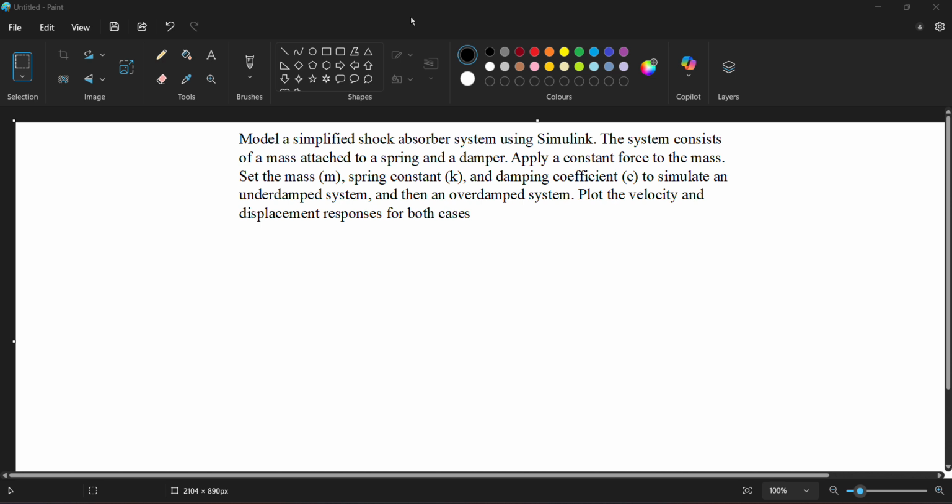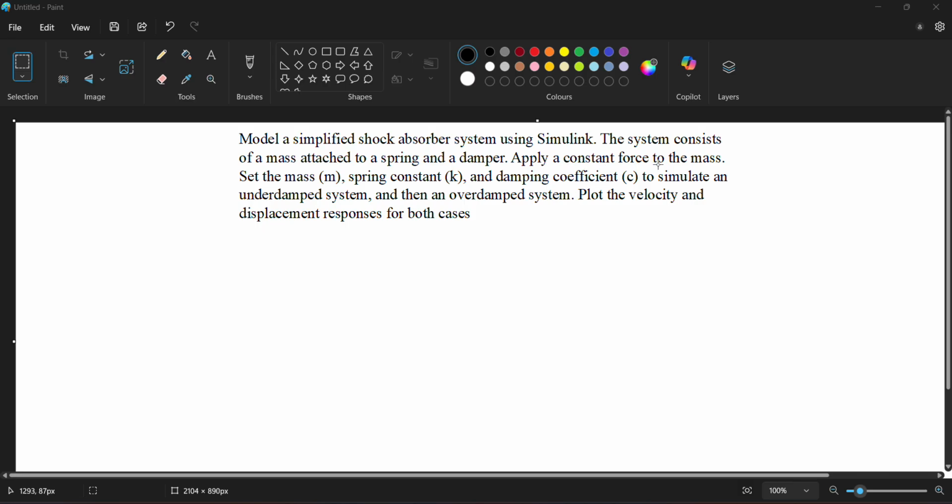So today we are going to see a simulation of a shock absorber system using MATLAB Simulink. So let's get into the question. Model a simplified shock absorber system using Simulink. The system consists of a mass attached to a spring and a damper.